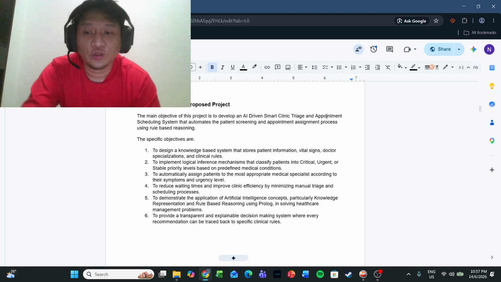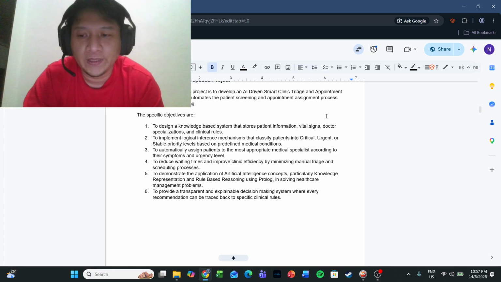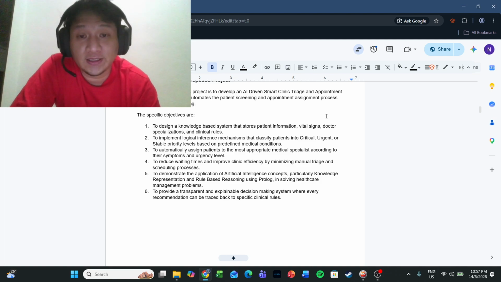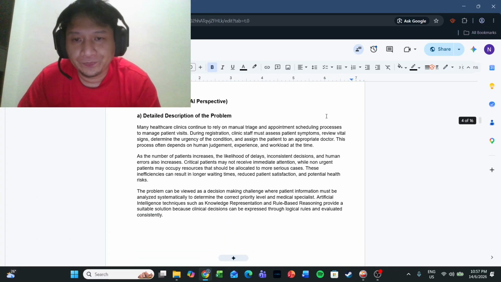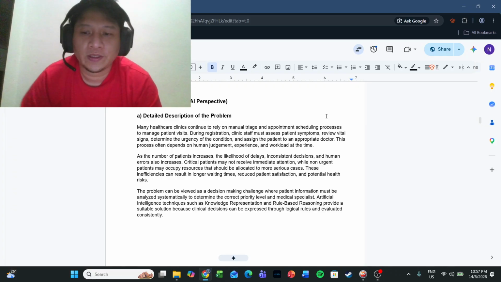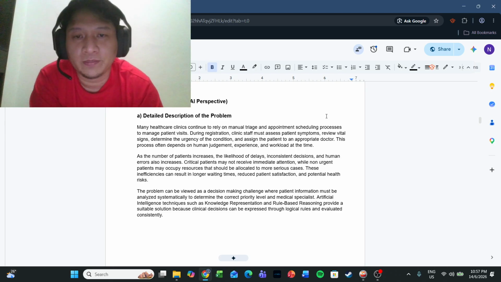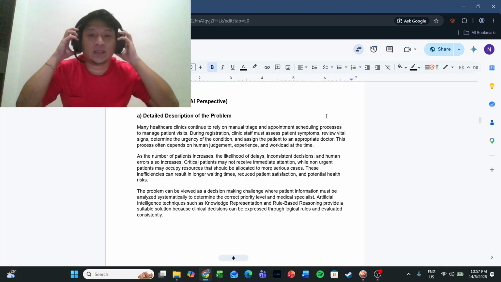The AI concept used in this project are knowledge representation and rule-based reasoning. Implemented using Prolog, this allow the system to make decisions logically and consistently while reducing human error. Overall, this project helps improve clinic efficiency, reduce waiting times, and ensure the patients receive appropriate medical attention based on the seriousness of the condition.